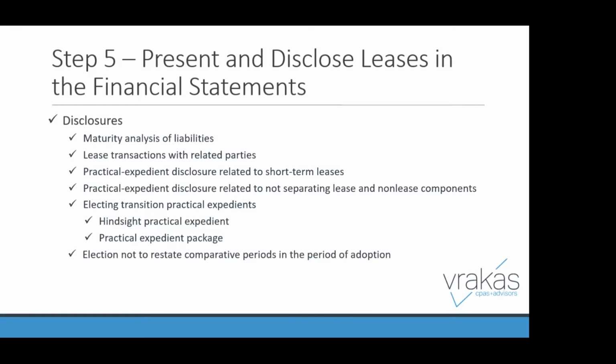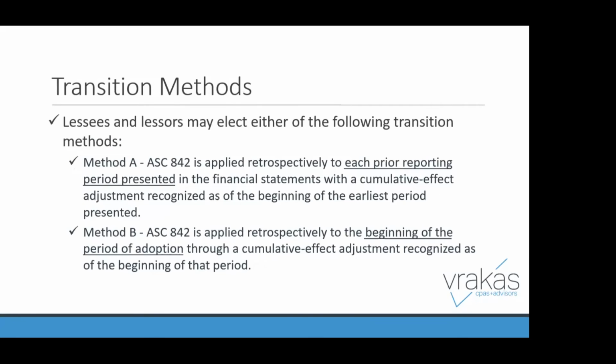So now we're going to move on to transition methods. How are you actually going to implement this standard? So there's 2 options available. Method A is that you would adopt the new standard, which is Accounting Standard Codification 842, and you would apply it retrospectively to each reporting period that you're presenting in your financial statements. Method B is that you would adopt the standard and apply it retrospectively to the beginning of the period of adoption through a cumulative effect adjustment.